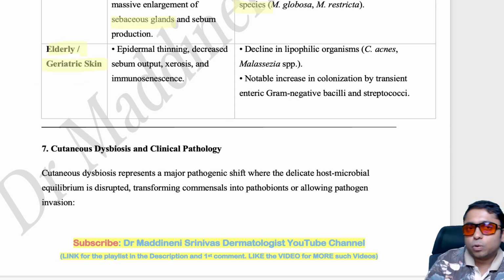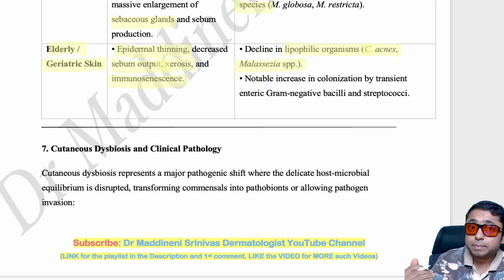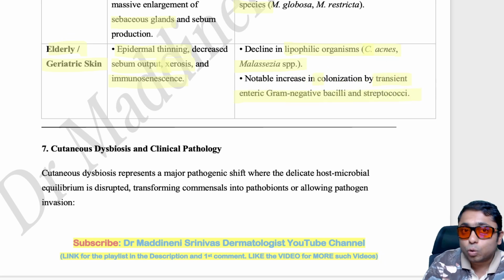In the elderly, the skin change seen is thinning of the epidermis and decreased sebum. Because of this there will be dryness, and also immunosenescence in these elderly individuals. Because of this decline in lipophilic organisms, we usually do not see any acne in the elderly age group, and there is a decline in Cutibacterium acnes and Malassezia species, and an increase in colonization by transient enteric gram-negative bacilli and streptococci in the elderly age group.